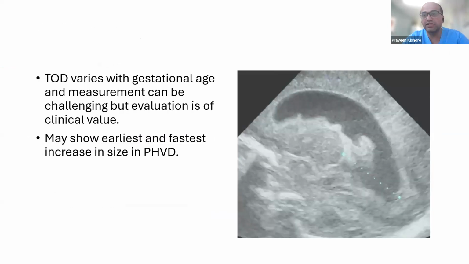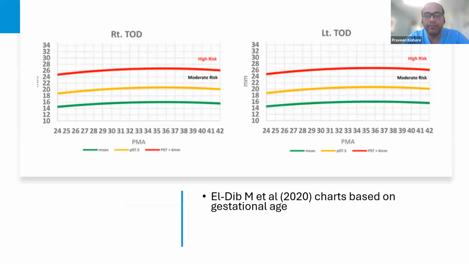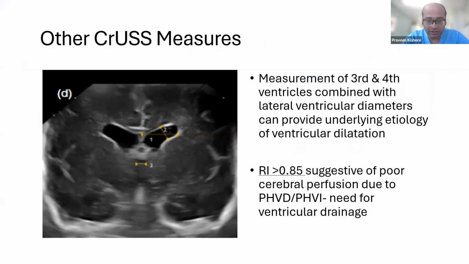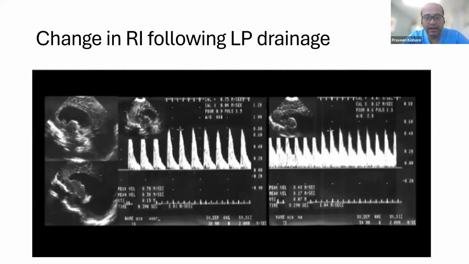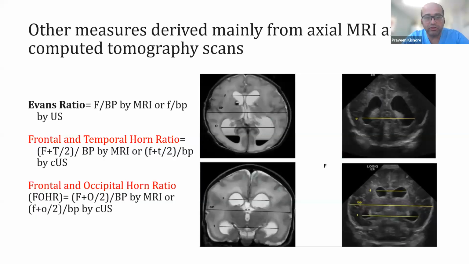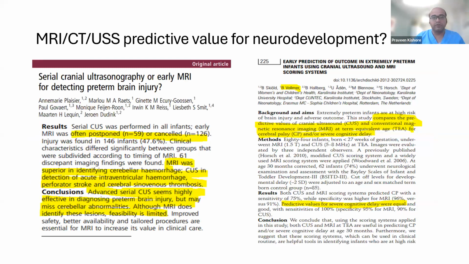We talked about the different charts that we use to monitor ventriculomegaly in post-hemorrhagic ventricular dilatation, and other measures, including resistive index and third and fourth ventricle measurement. And we talked about some ratios, and then we looked at some papers where they have compared how predictive a cranial ultrasound is versus an MRI or a CT for neurodevelopment.